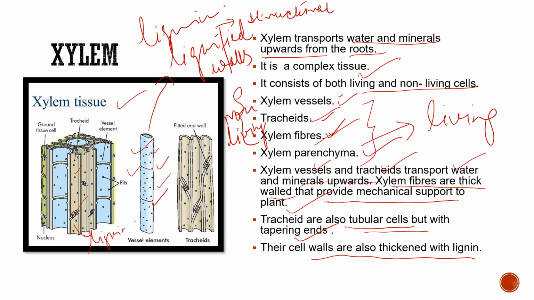Is it clear? So they all are providing mechanical support to the plant, and xylem parenchyma is helping to store water, minerals and carbohydrates. Okay, so this is all about the xylem tissue. Is it clear? Now we will move on to the phloem.